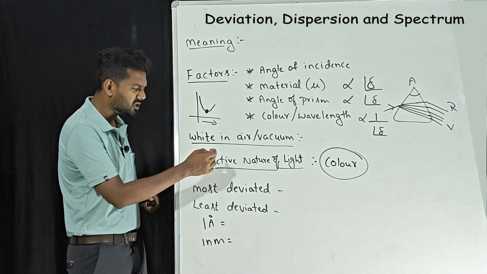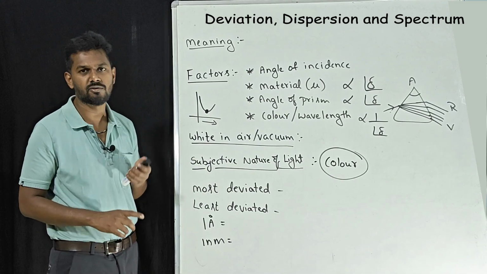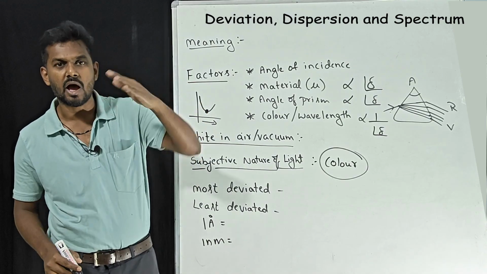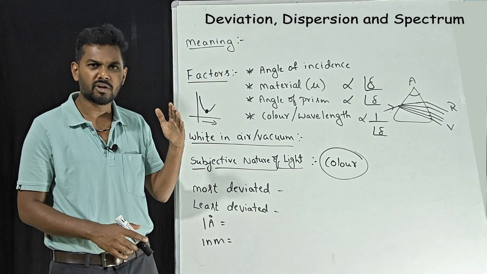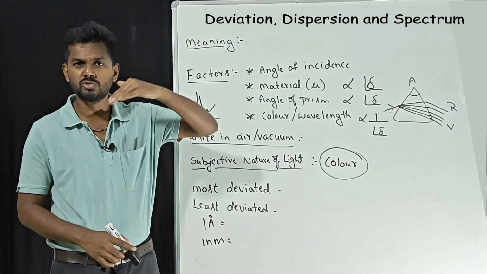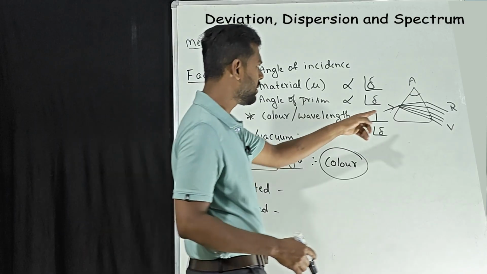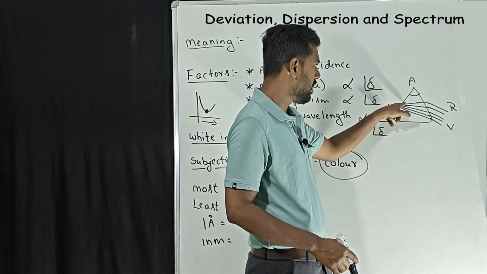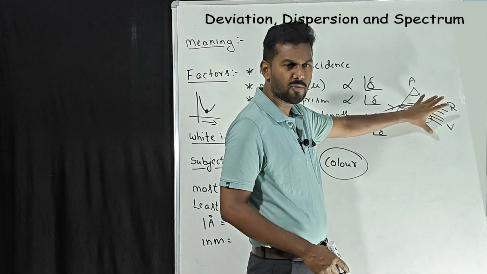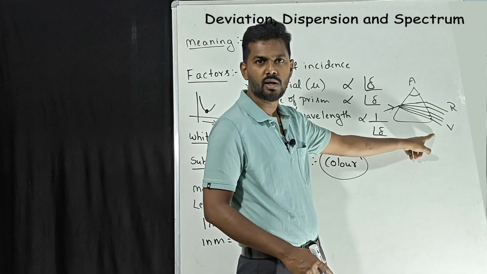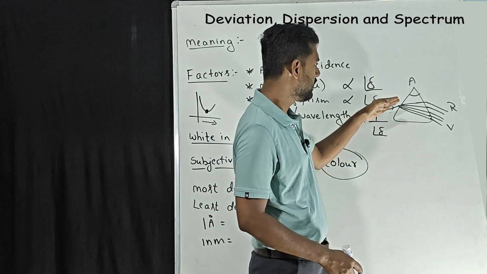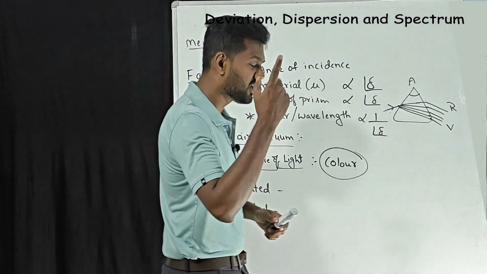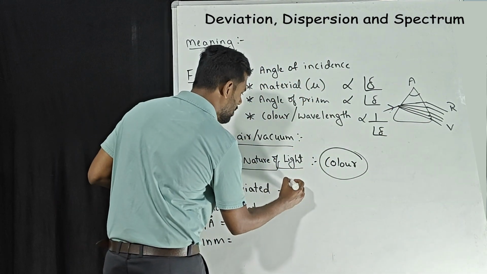Next, most deviated color and least deviated color. See, most deviation means most turn after refraction. After refraction it has to take a huge turn. If you think about it here, this is the incident ray, and these are the different colors. Which has taken more turn? Violet, correct? It has taken more turn, so that means violet is the most deviated.